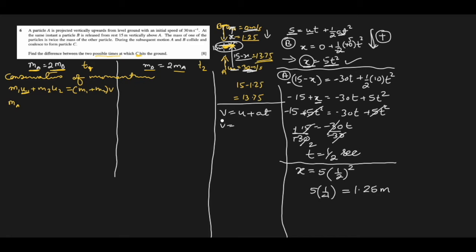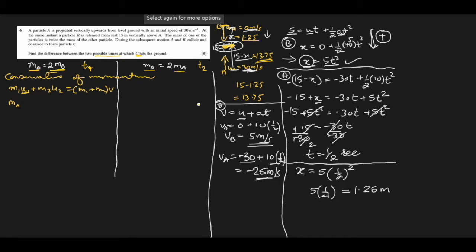Now v equals, let's do it for b first again. u is 0, acceleration is downwards, time is half, we know now. So it is 5 meters per second, v of b. Let's talk about v of a. u is upwards, so minus 30. Yeah, it is upwards. Plus 10 and time is half. So it becomes how much? Minus 30 plus 5, minus 25 meters per second. So they are in opposite directions. That gives us the velocities now.